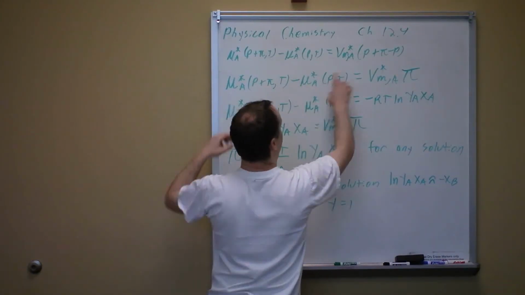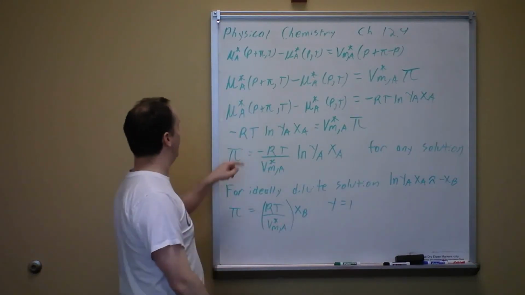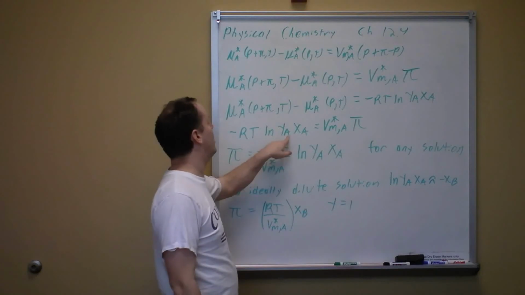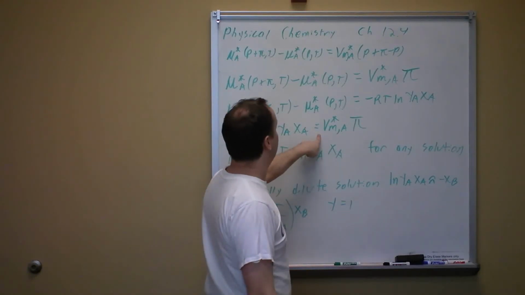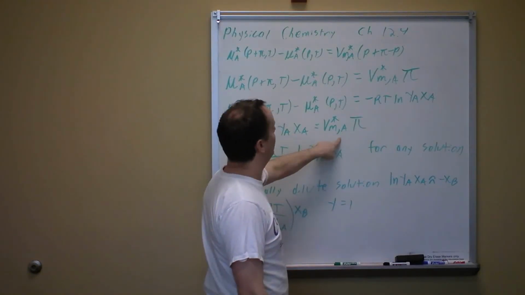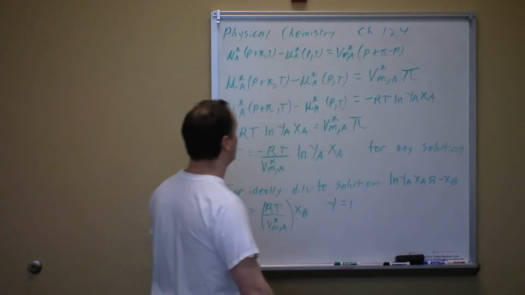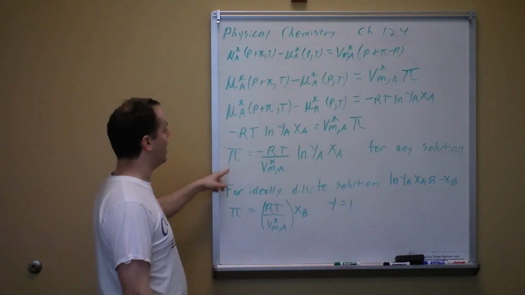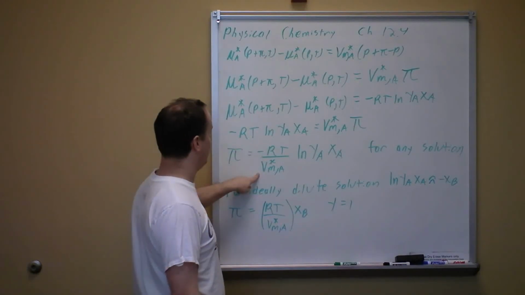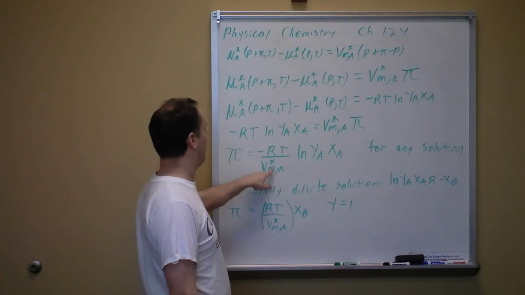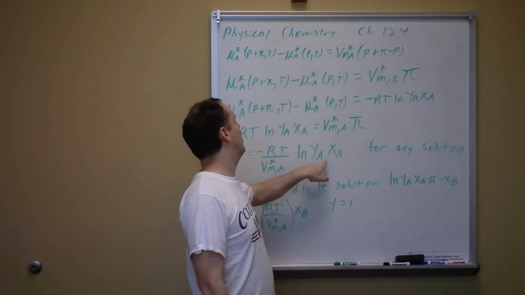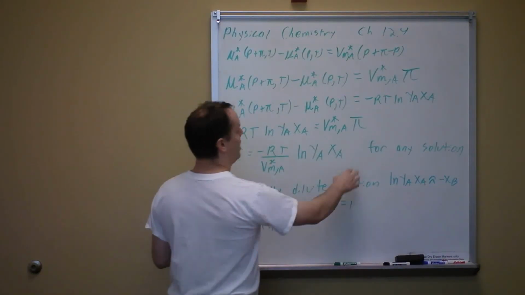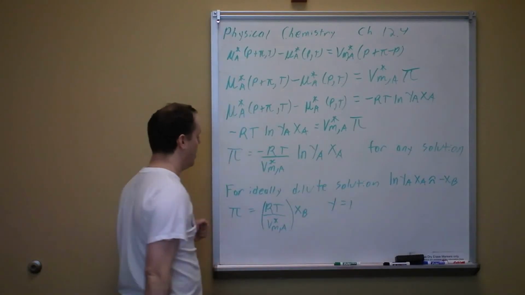So, setting these two equal to each other by transitivity of equality, we can say minus RT times the natural log of gamma A chi A is equal to molar volume of A star times the osmotic pressure. And now, solving for the osmotic pressure, we have minus RT divided by the molar volume of pure A times the natural log of gamma A times the mole fraction chi of A. And this is going to be true for any solution.